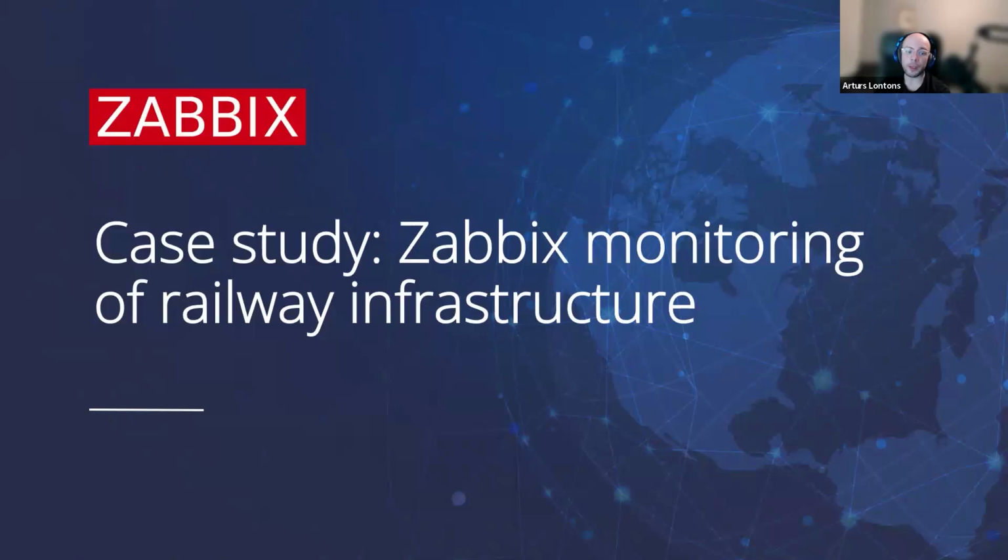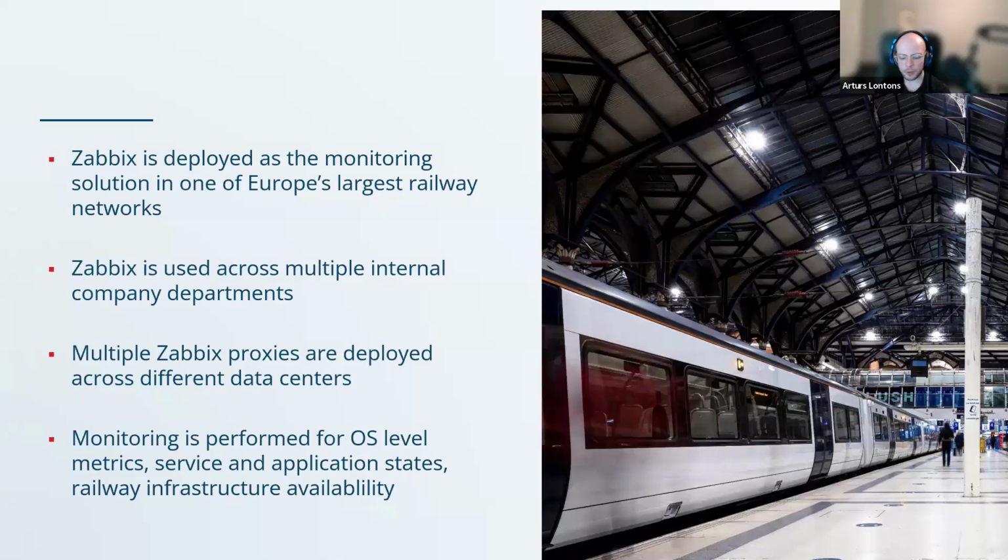Monitoring of railway infrastructure. Without disclosing a particular name of the company, we will talk about one use case that is known to us, where Zabbix is deployed as the monitoring solution in one of Europe's largest railway networks. It's used across multiple internal company departments for monitoring a variety of things, not just railway infrastructure, but also OS level metrics in data centers, service and application states, and availability of some of the components of the railway infrastructure, which is once again a lot more simple to monitor than it may sound.